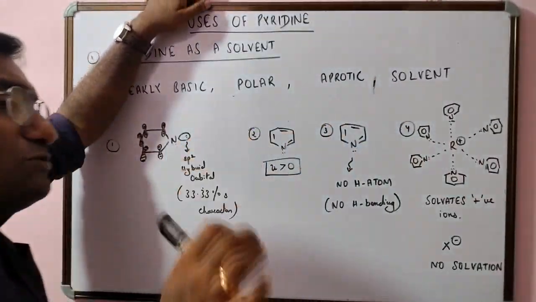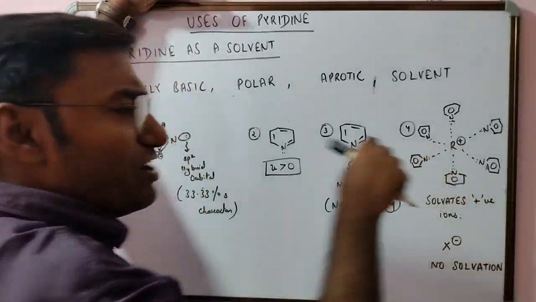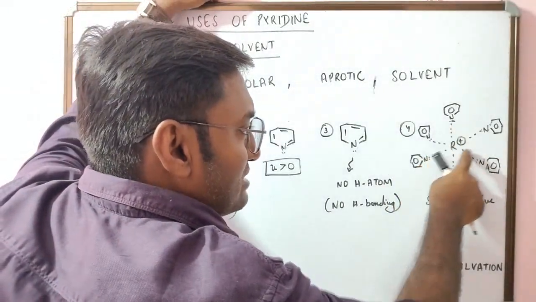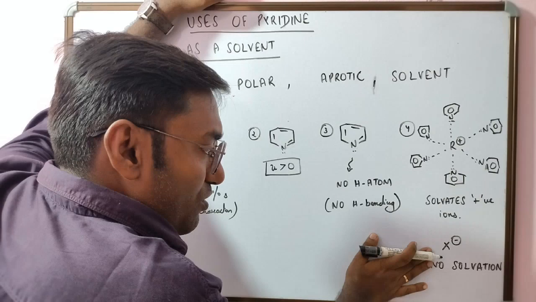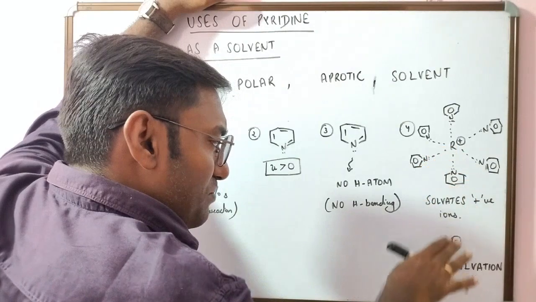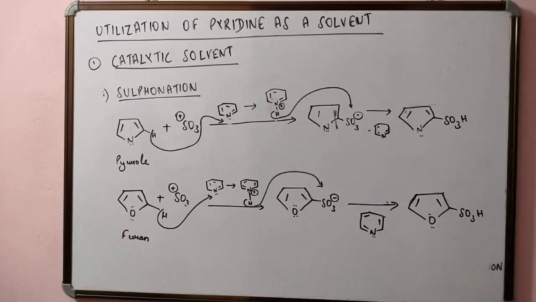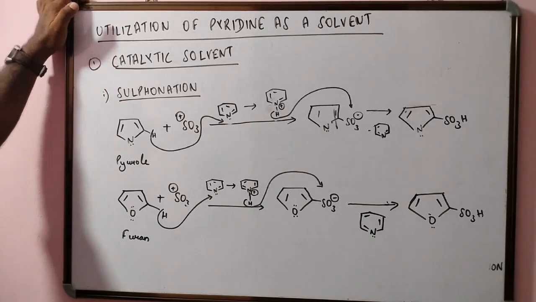It's a solvent. Indisputably, pyridine is a solvent. It can stabilize and solvate the positive addendum of any reagent because it has a lone pair of electrons to stabilize it and to solvate it. However, the counterpart negative addendum, it cannot solvate. That is, it can solvate cations but cannot solvate anions, and that would make the pyridine a mild solvent or a partial solvent. Let us now look into the utilization of pyridine as a catalyst.